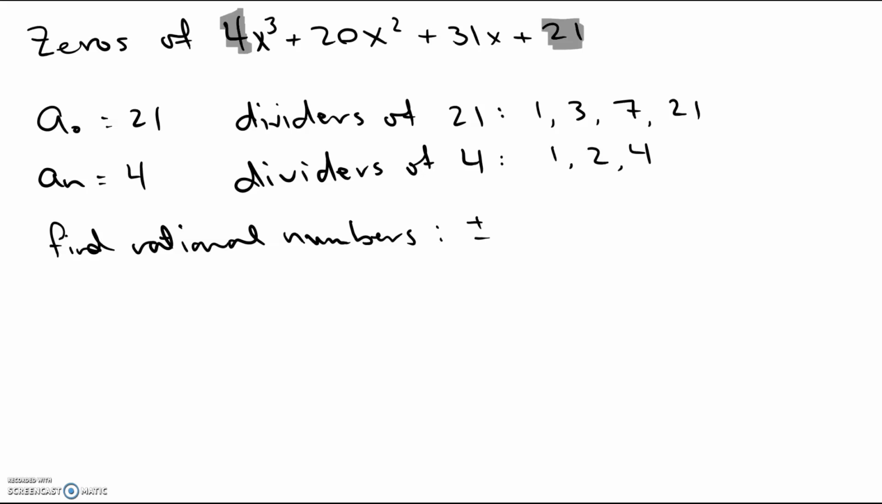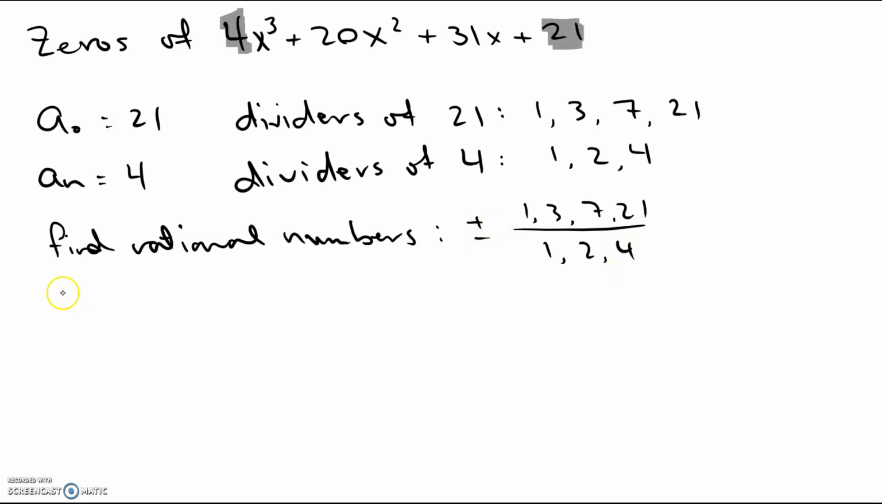So this could be plus or minus. And we'll put all of the a sub zeros on top: 1, 3, 7, and 21. And the a sub n's on the bottom: 1, 2, and 4. So this could be 1 divided by 1, plus or minus 3 divided by 1, 7 divided by 1, 21 divided by 1, or 3 divided by 2, 7 divided by 2, 21 divided by 2, or you can keep on going. 21 divided by 1, 21 divided by 2, 21 divided by 4. All those plus or minus.